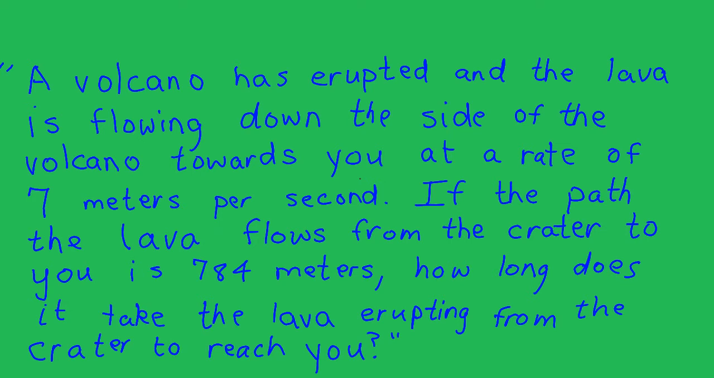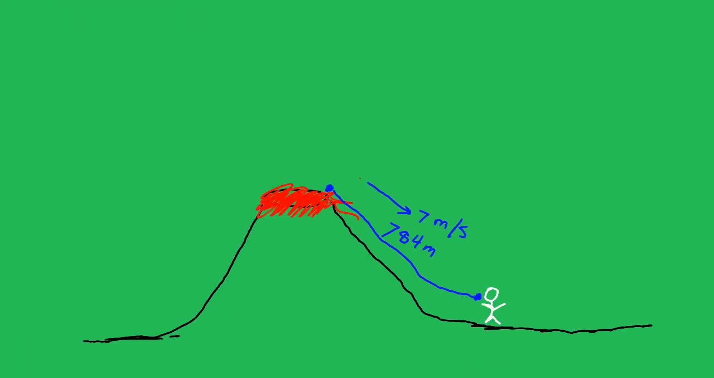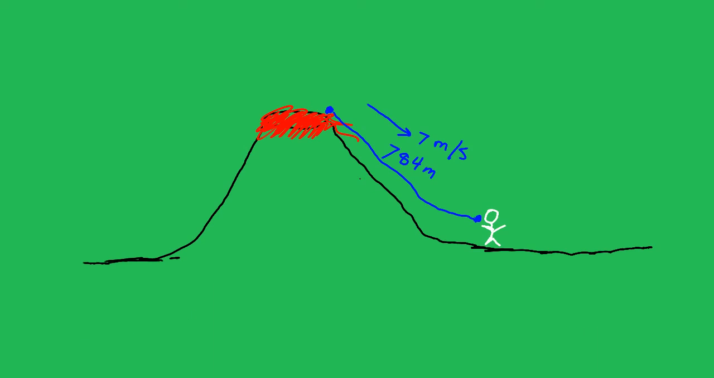A volcano has erupted and the lava is flowing down the side of the volcano towards you at a rate of 7 meters per second. If the path the lava flows from the crater to you is 784 meters, how long does it take the lava erupting from the crater to reach you? And I drew a little diagram or picture down here to show you what's going on.